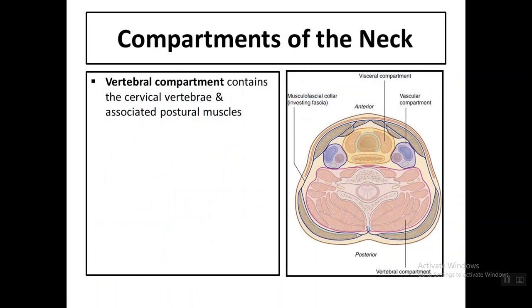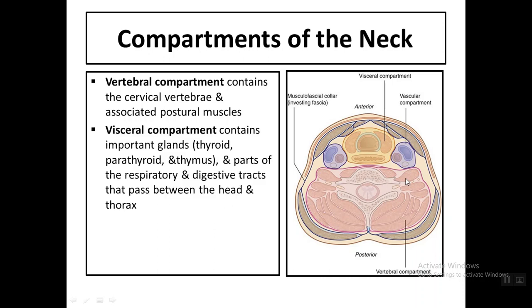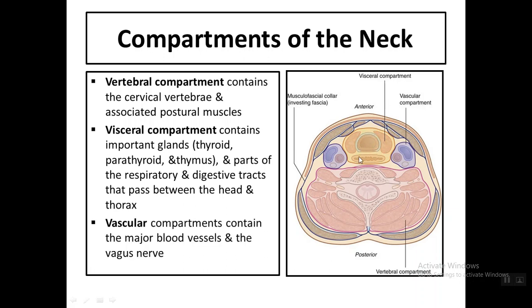With these thickenings of deep fascia, the neck is divided into compartments. These are the compartments of the neck. We have the vertebral compartment, which contains the cervical vertebra and the associated postural muscles. The visceral compartment contains important glands, namely the thyroid, parathyroid and thymus, and parts of the respiratory and digestive tract that pass between the head and thorax. And we have the vascular compartment on both sides.